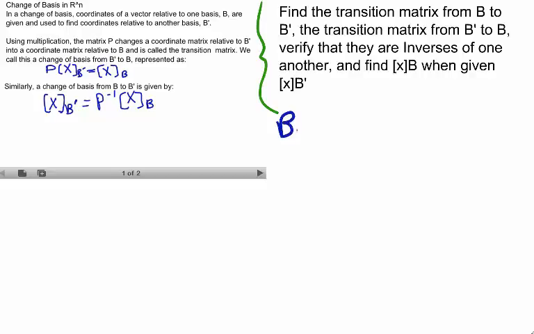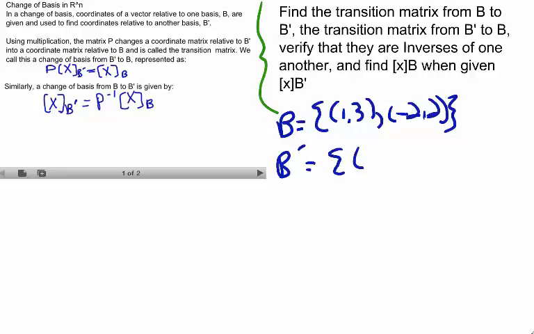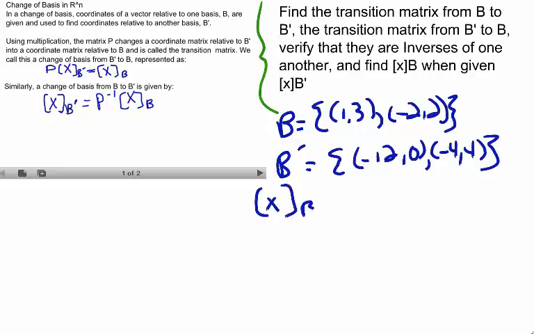So let's suppose that B is equal to 1, 3, and negative 2, 2. Let's suppose that B' is equal to negative 12, 0, negative 4, 4. And let's also suppose that we're given the coordinate matrix of x relative to B', which is a 2 by 1 matrix with entries negative 1 and positive 3.